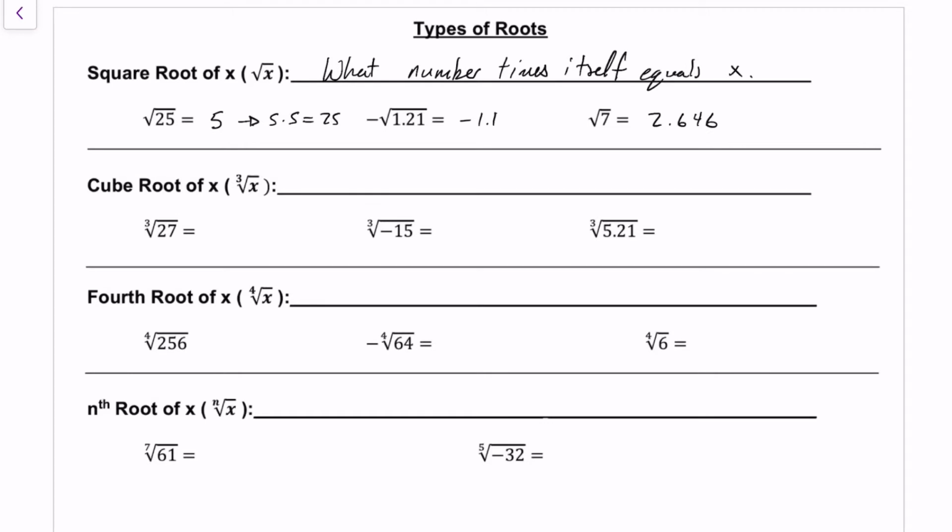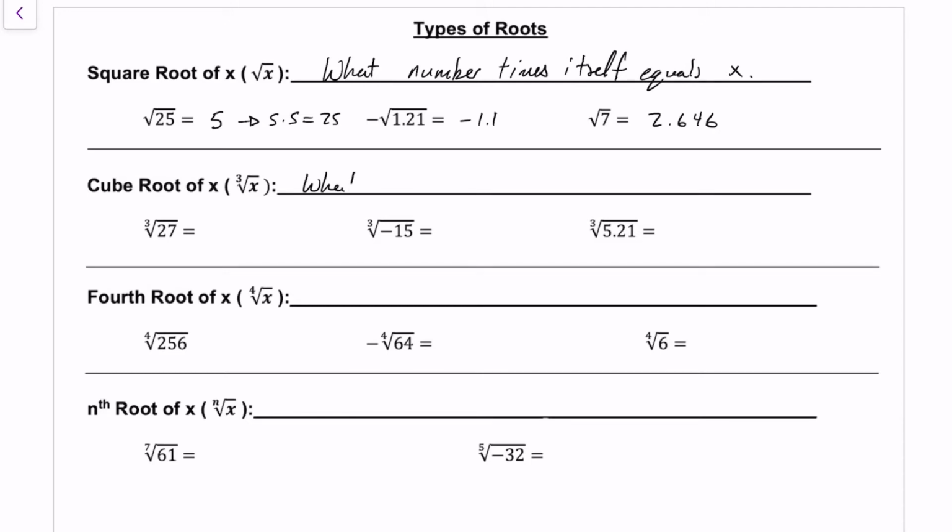The square root of 7 is 2.646. So what's important to remember about square roots is that you can't take the square root of a negative number because a negative number times a negative number is always positive. So there's no way you can multiply a number by itself and get a negative number.